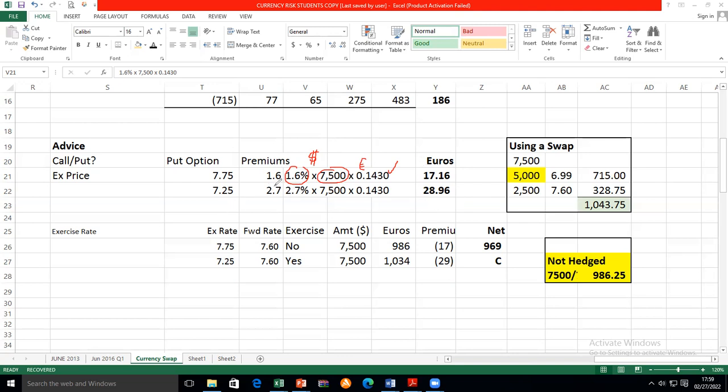Again, 2.7, multiply by 7.5 and multiply by that 2. So we calculate our premiums. Okay. So these are the premiums in euros.